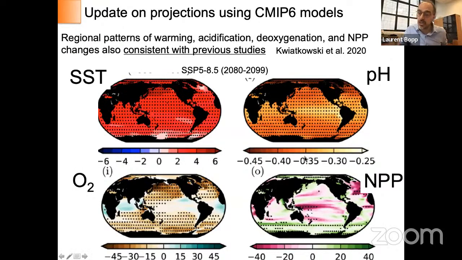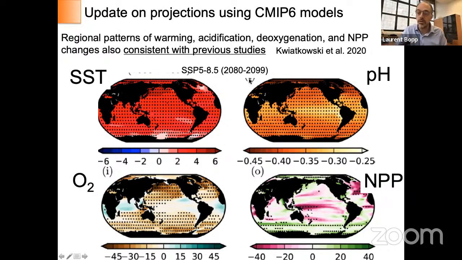When you look at the regional scale, again, the patterns are very similar to the ones we projected in the previous generation. So the regional patterns are consistent with previous studies. That's a figure from Lester Kwiatkowski's paper in 2020, and you would find similar figures in the latest IPCC reports, again using several models. You have projections of sea surface temperature, surface pH, subsurface oxygen, and phytoplankton primary productivity. And this is for the high emission scenario, the SSP5-8.5, at the end of the 21st century.